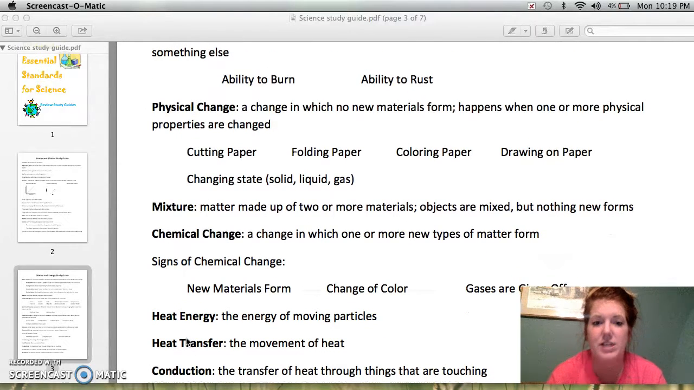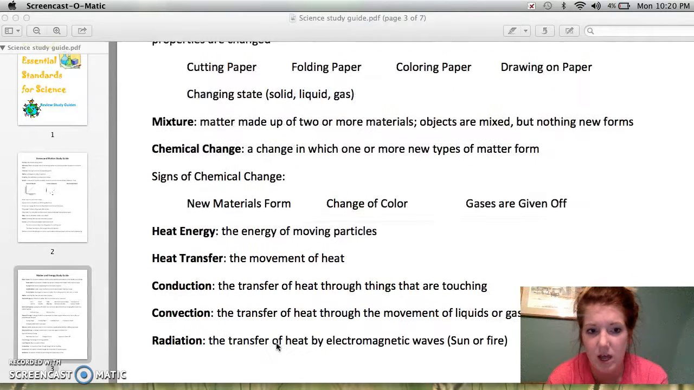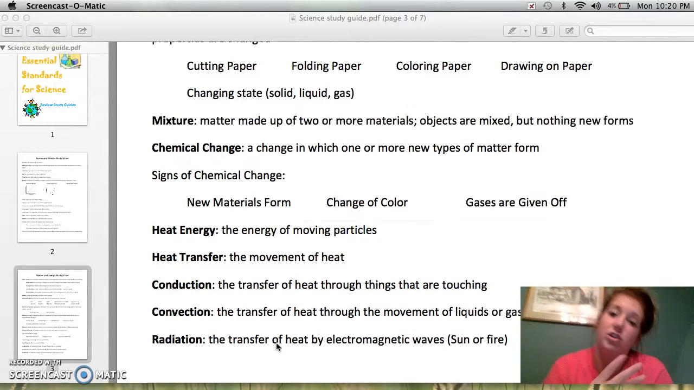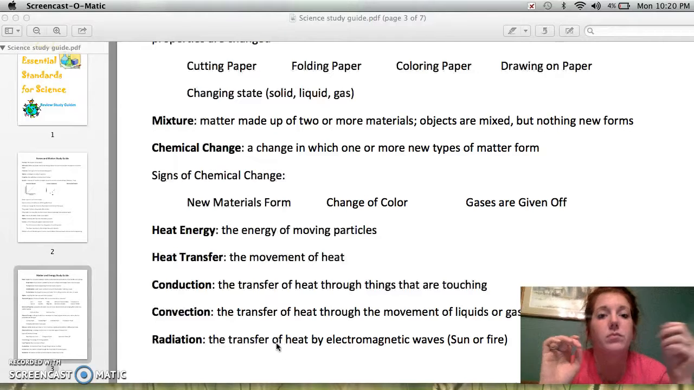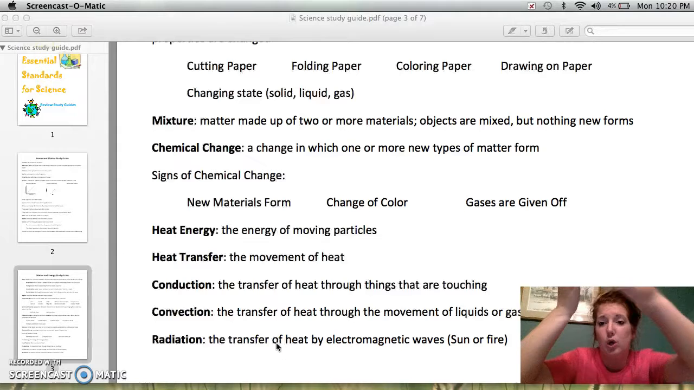Heat energy is the energy of moving particles. Heat transfer is the movement of heat, and transfer is a synonym for movement. So our three types of heat transfer are conduction, convection, and radiation. So conduction is the transfer of heat through things that are not touching. It uses a convection current. Hot liquids and gases rising, cold sinking.